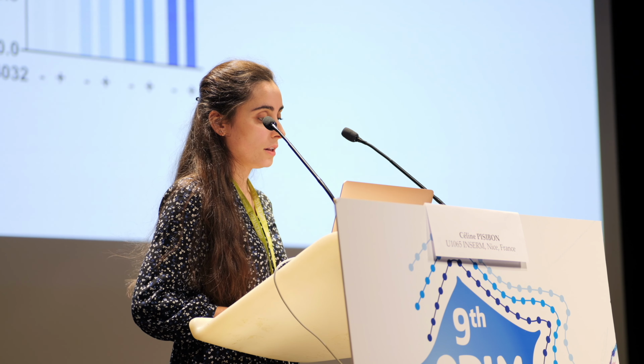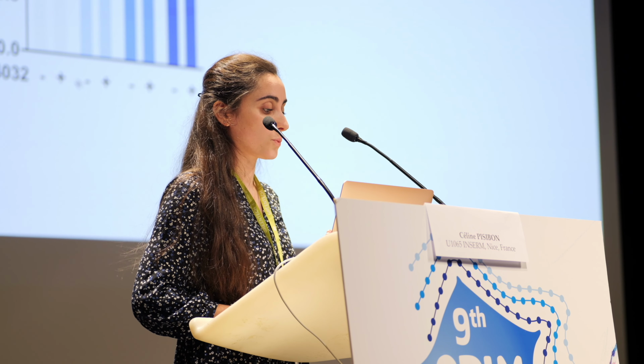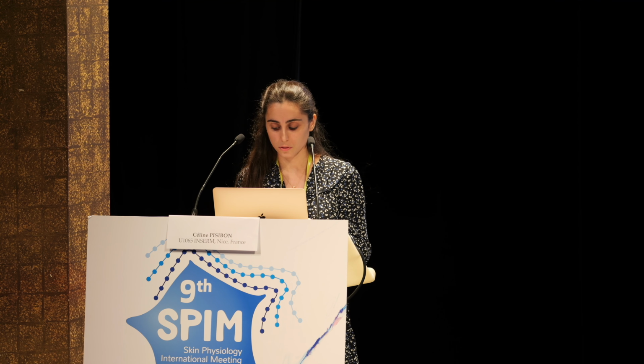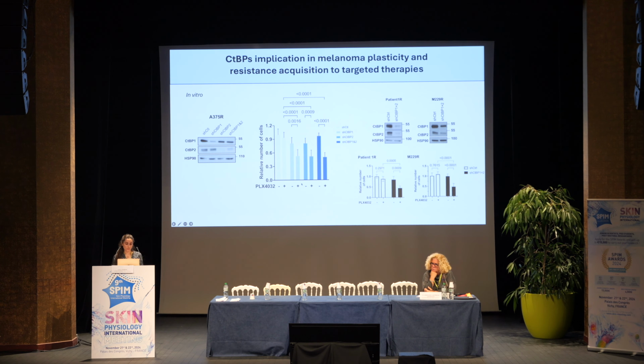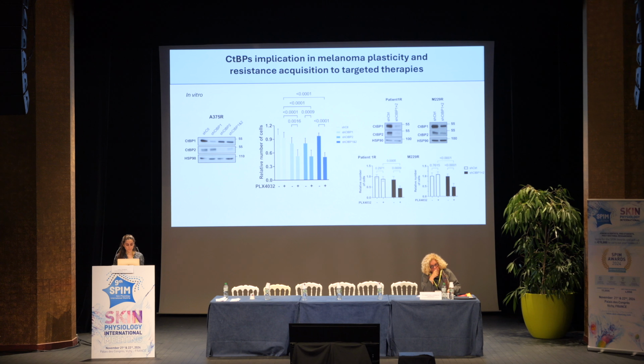And as you can see, knockdown of CTBP1, CTBP2, and CTBP1 and 2 together do not affect the proliferation itself. But what is interesting is when you combine this knockdown with PLX, you decrease the number of cells at the end of the treatment. And this result has also been confirmed with the two different resistant cells that we used.